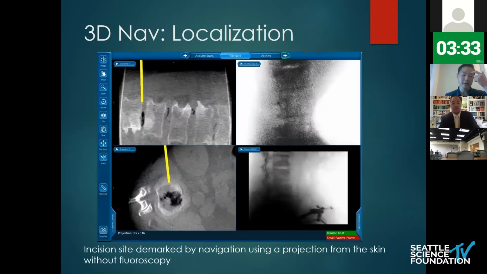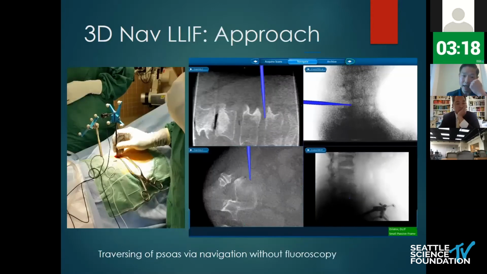At the skin, I'm not wearing any lead, and I'm not using any fluoroscopy through the majority of the case. I'll make the skin marking based on this navigated pointer at the skin with a projection. I'm going to be orthogonal to the disc. The incision is made with that plan, just based on navigation, no fluoroscopy at all. Then we'll open the abdominal musculature and traverse the psoas muscle with this navigator that can be stimulated. And I'll anchor this navigated pointer into the disc space.